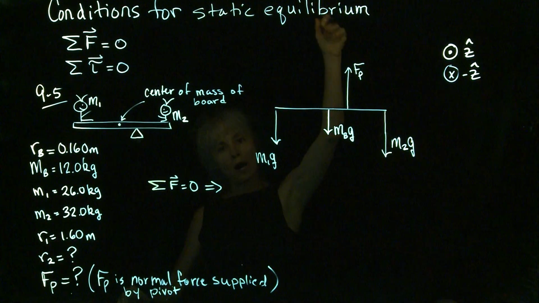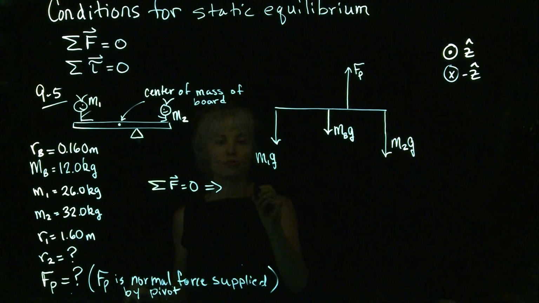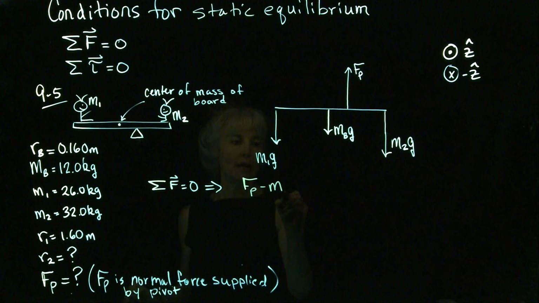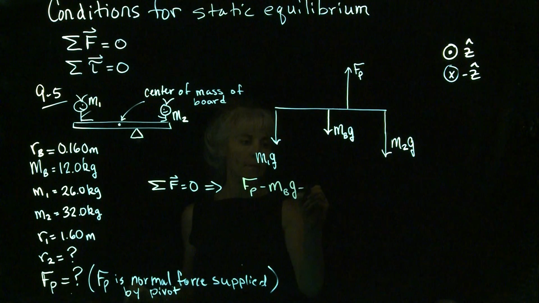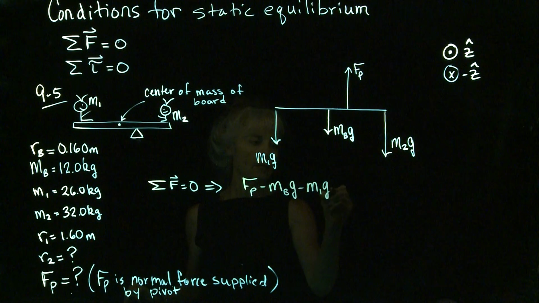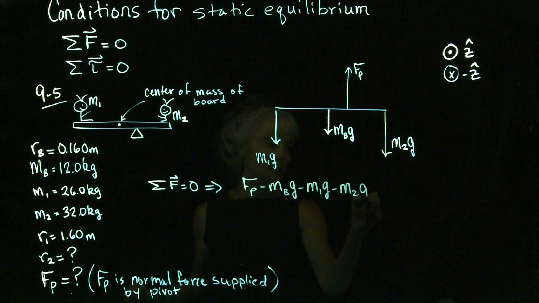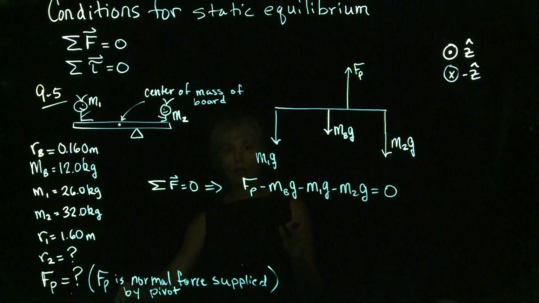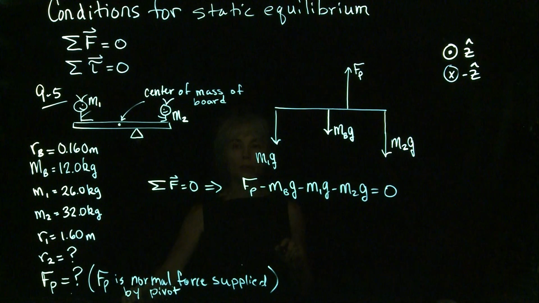So I'm going to call up positive and down negative, as we traditionally do. And so this is going to be FP minus MBG minus M1G minus M2G. And that sum of all forces must add to 0. So that's our first equation that we get from applying the static equilibrium conditions.